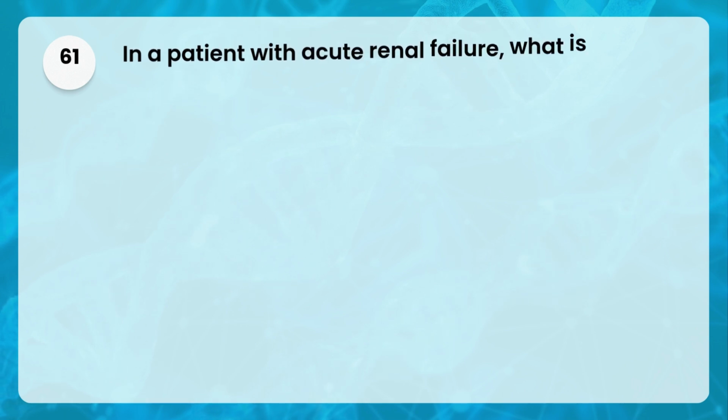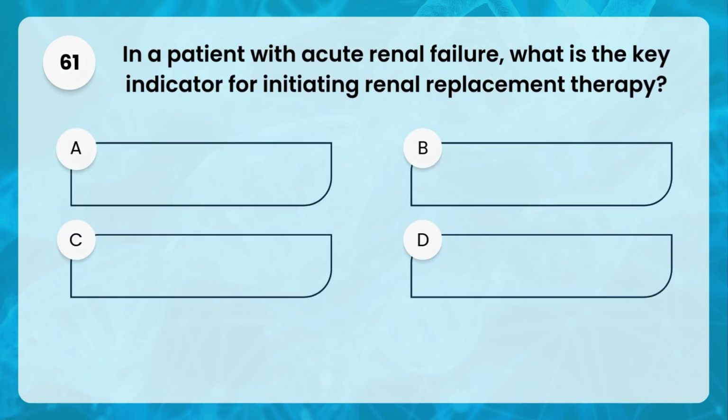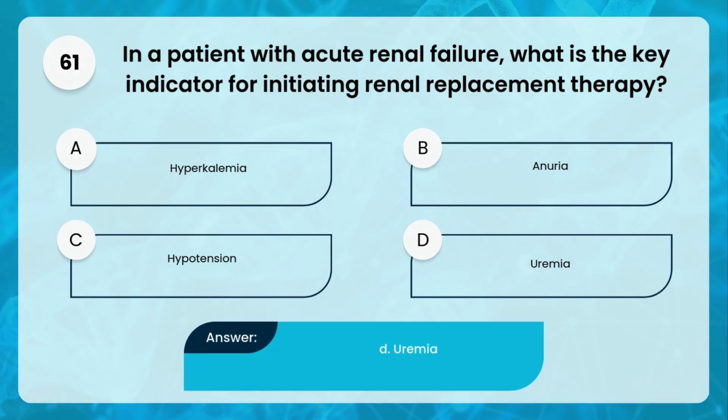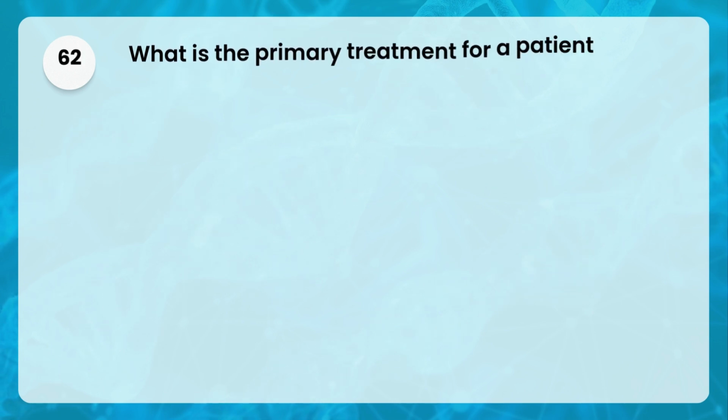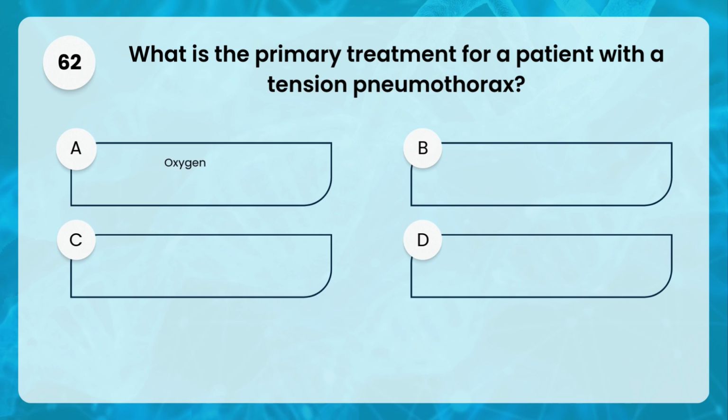Number 61. In a patient with acute renal failure, what is the key indicator for initiating renal replacement therapy? A. Hyperkalemia. B. Anuria. C. Hypotension. Or D. Uremia. The answer is D. Uremia.